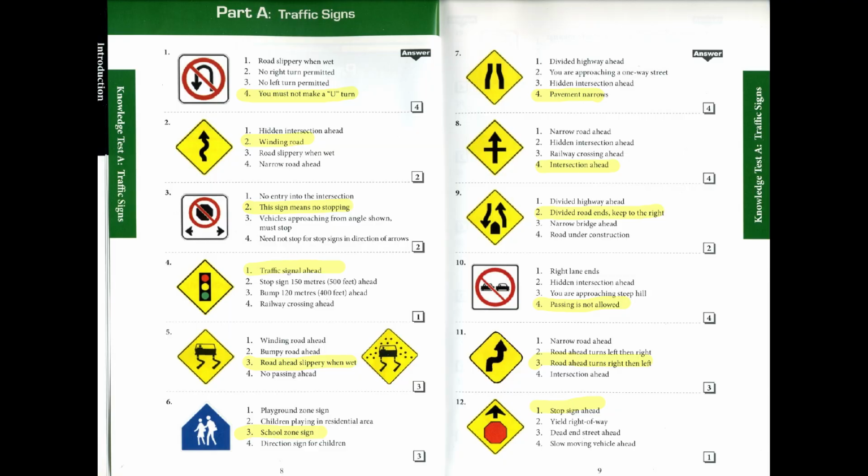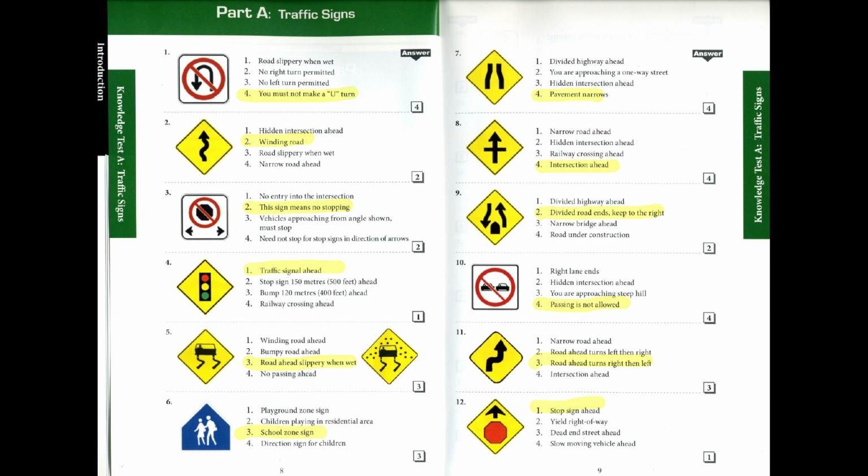Number 1. You must not make a U-turn. Number 2. Winding road. Number 3. This sign means no stopping. Number 4. Traffic signal ahead. Number 5. Road ahead is slippery when wet. Number 6. School zone sign. Number 7. Pavement narrows.